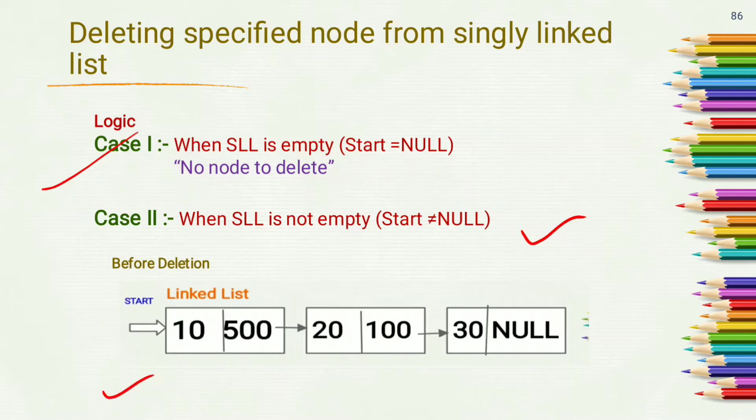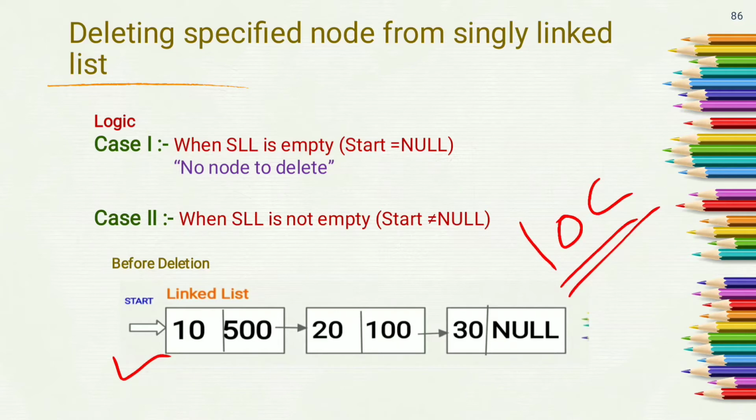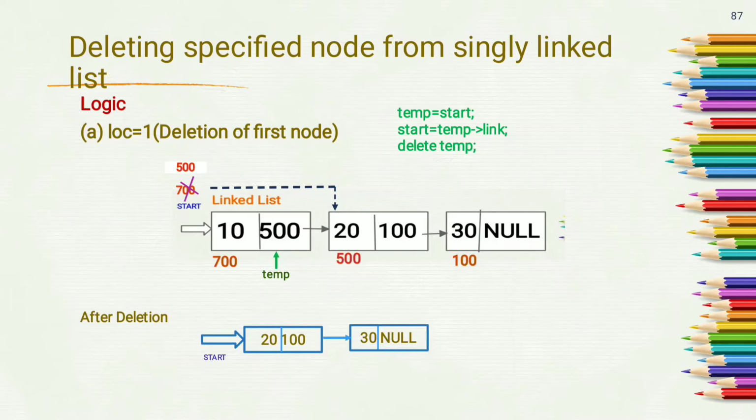We are given a singly linked list containing 3 nodes having values 10, 20 and 30, and the start pointer points to the first node. We are also given the location of the node which we want to delete. So if the value of location is equal to 1, then what do we have to perform? We have to delete the first node from the singly linked list. So when the singly linked list is not empty, we have to check if the location is equal to 1. That means we have to perform deletion of the first node.